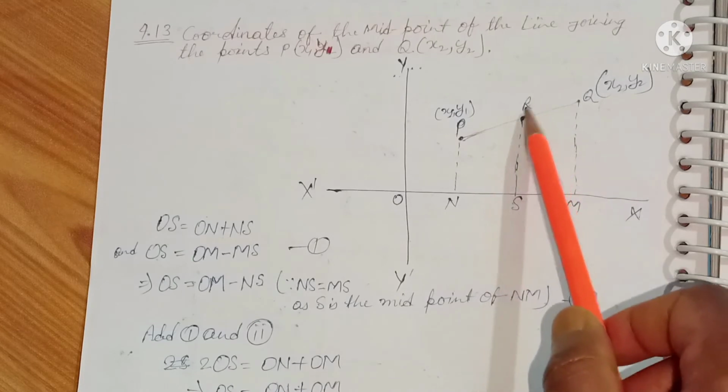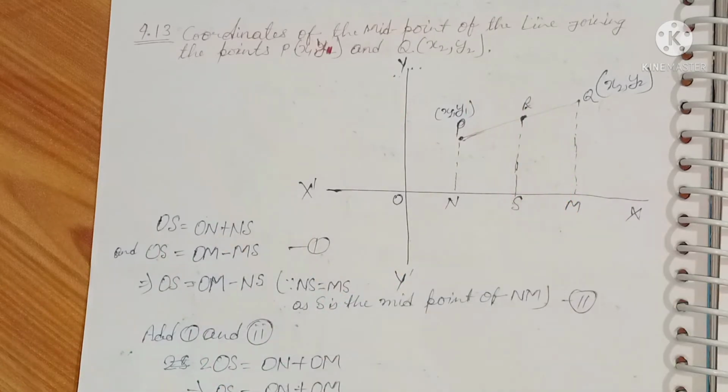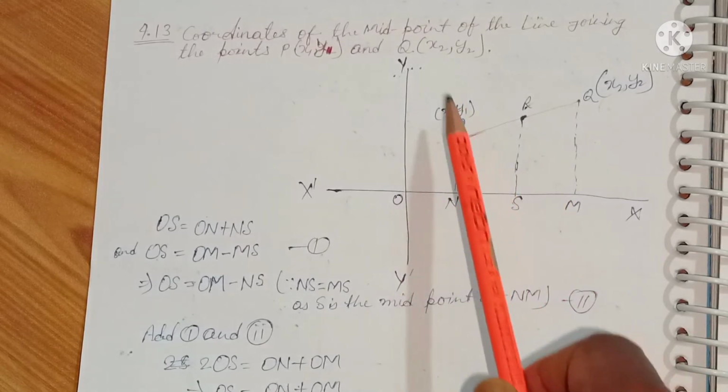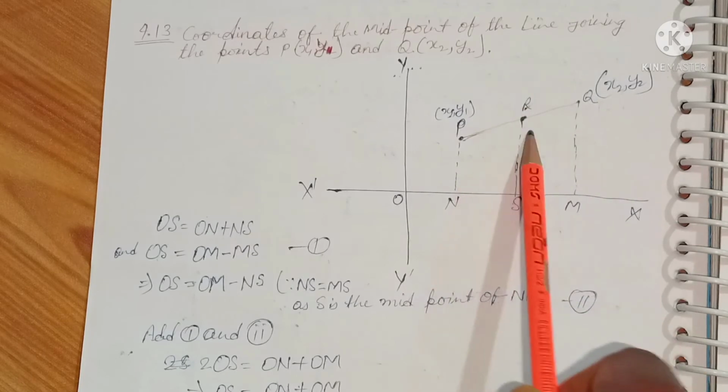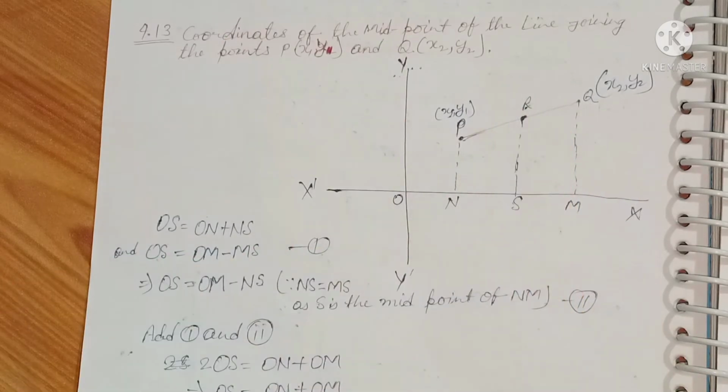So we have to find out the coordinate of the midpoint R. Okay, because the coordinates of P and Q are already given, so we have to find out the coordinate of the midpoint R. So how can we find it out? Now you see the method.